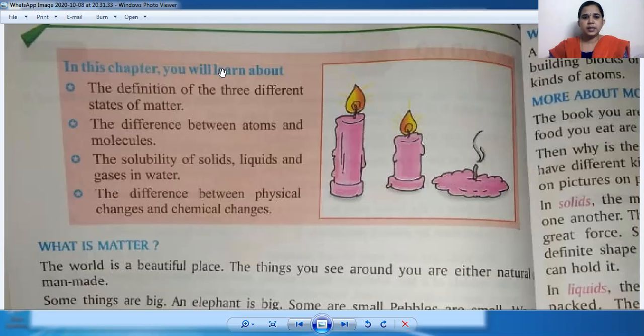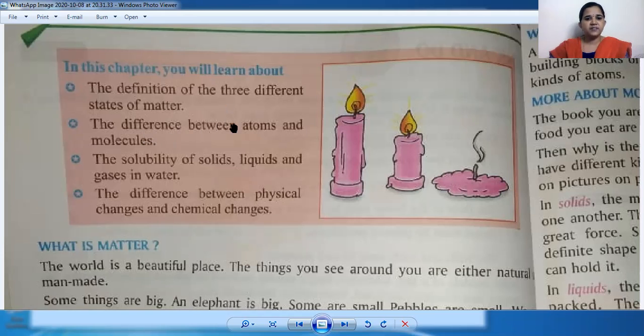In this chapter, you will learn about the definition of the three different states of matter, the difference between atoms and molecules, the solubility of solids, liquids, and gases in water, the difference between the physical changes and the chemical changes. Okay. So, what is the definition of the three different states of matter? What are the three different states of matter? This you might have learned in your fourth class also. Yes, they are solids, liquids, and gases.